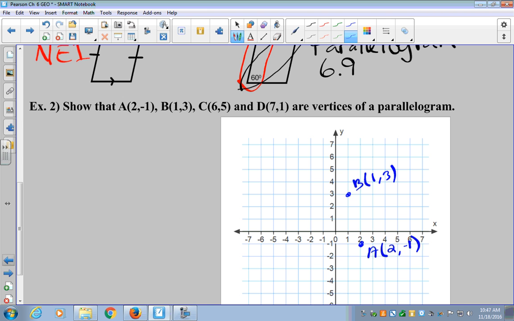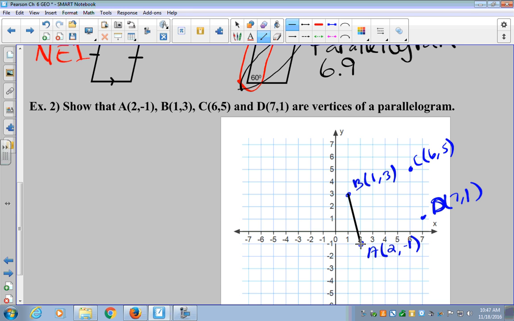C is 6, 5. And D is 7, 1. Alrighty, so we're going to get a straight edge and we're going to connect these guys together. And unfortunately, they do not rest on any of our horizontal or vertical lines.